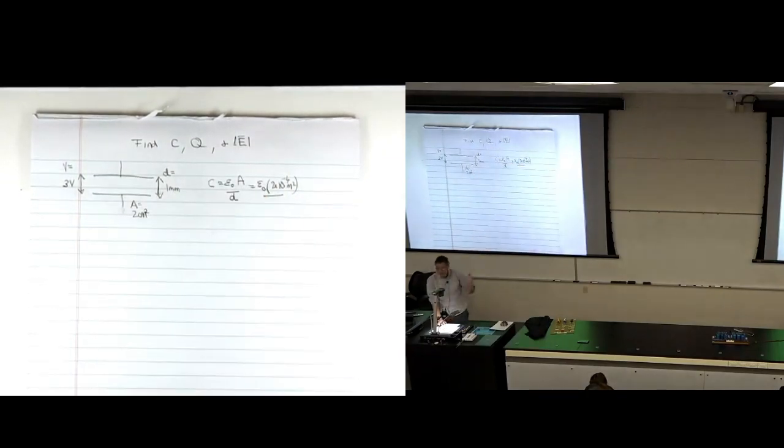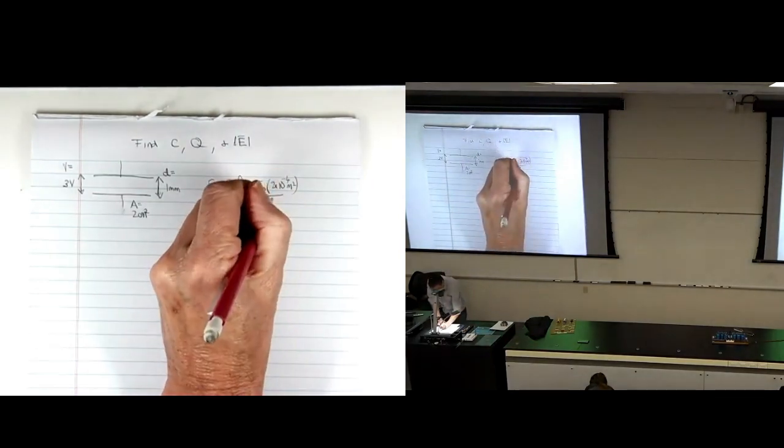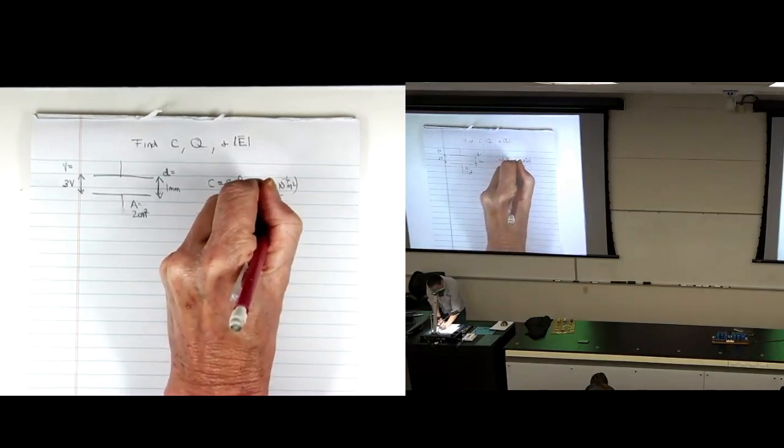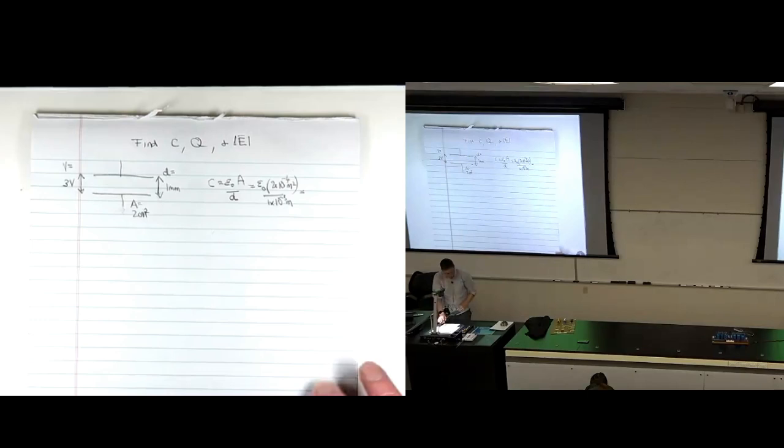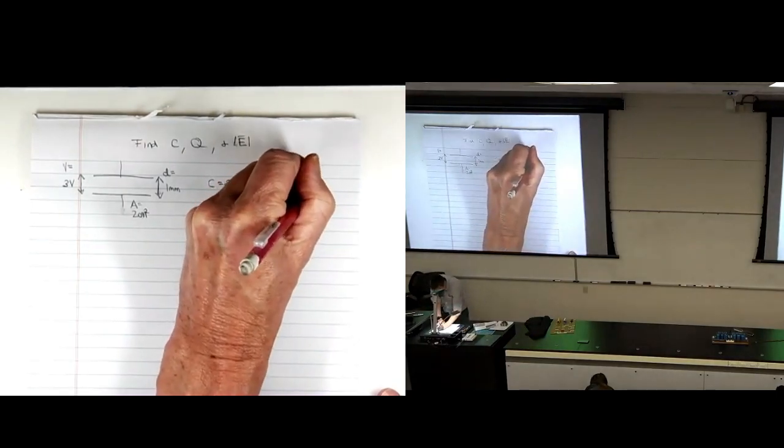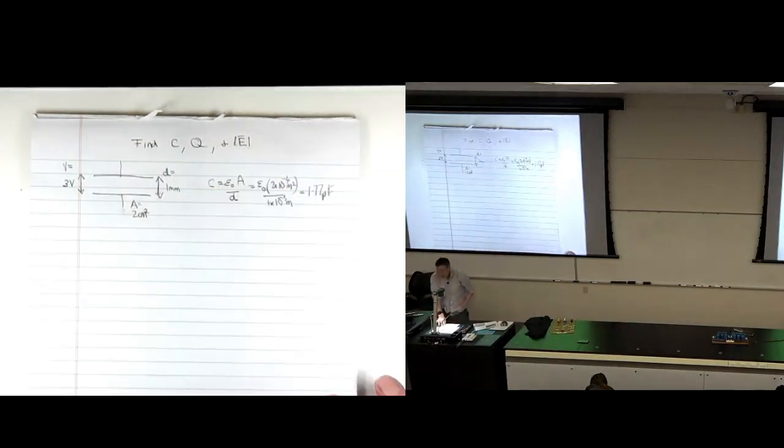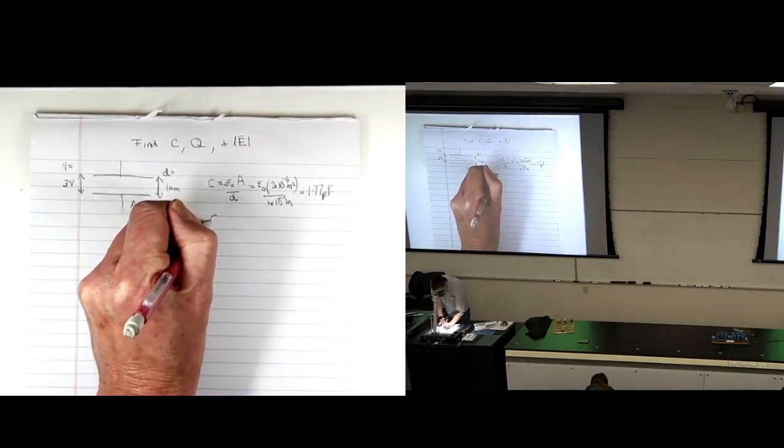In the denominator, the separation is 1 millimeter. We've got to put that in meters, so that's 1 times 10 to the minus 3 meters. Plug in all those numbers. The value that I got, I wrote it down somewhere. I think it was sort of nanofarads. No, it wasn't. It's 1.77 picofarads. What's a pico? A pico is 10 to the minus 12. So it goes milli, micro, nano, pico, femto. 10 to the minus 12 farads. That was easy.